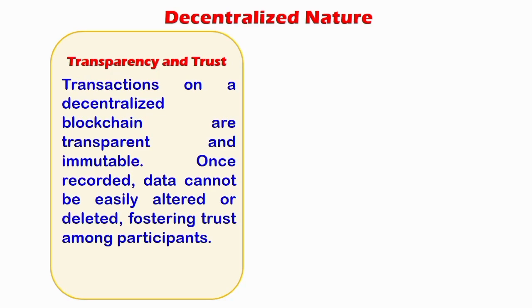Let's discuss transparency and trust in decentralized blockchains. When something is logged on this type of blockchain, it is like having it in a bulletproof vault. It cannot be tampered with or erased easily. This transparency ensures that everyone involved can see and trust the recorded information, creating a solid foundation of reliability and trust among all participants. Okay?